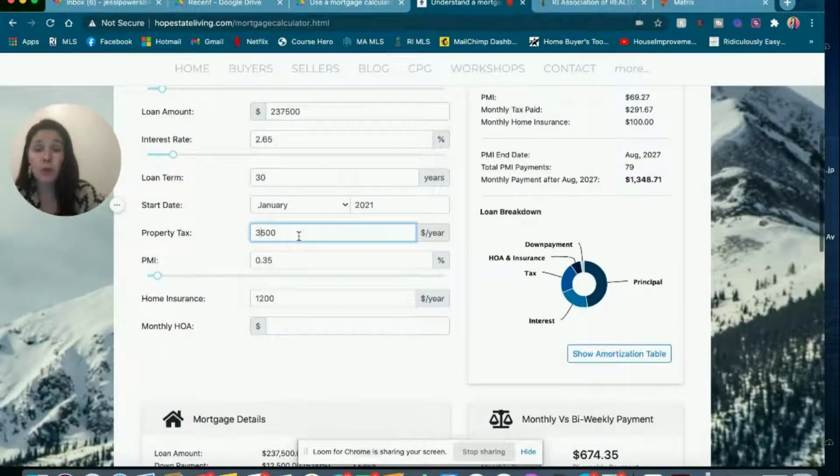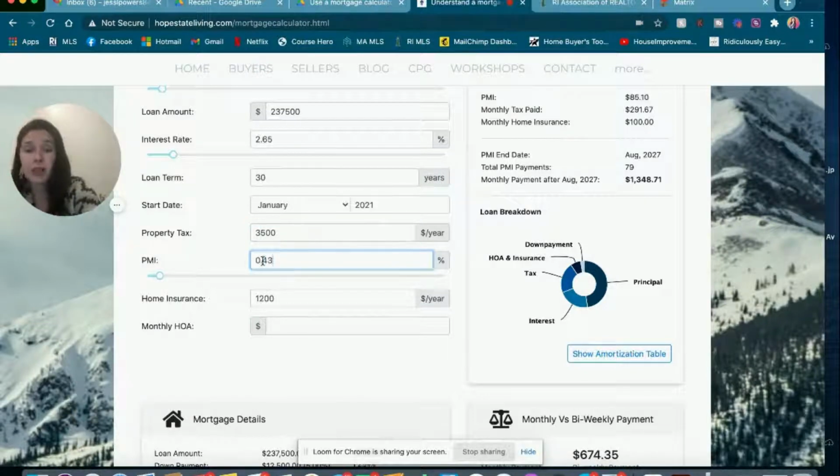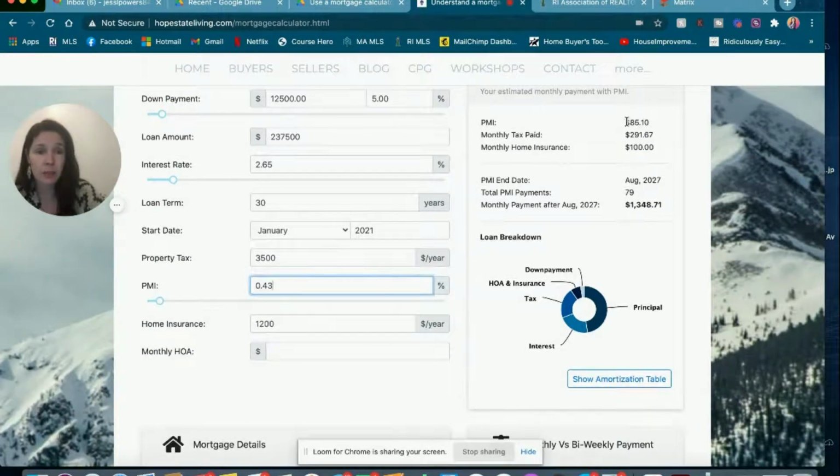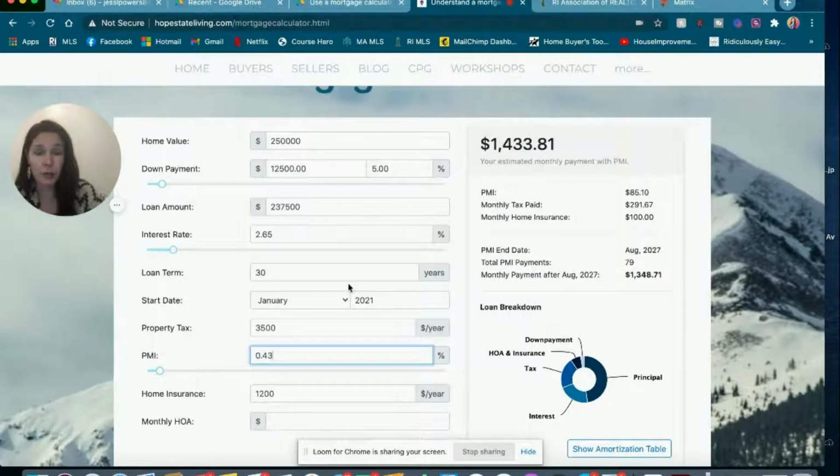Okay, 5% down, PMI. Let's talk about this. If you have great credit and low debt to income, great credit, I mean 750 or above, then there's a good chance that you'll lock in. A client of mine today locked in at 0.43. That's $85 a month that gets added to your total monthly payment.